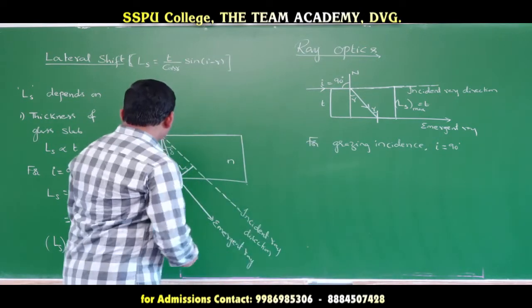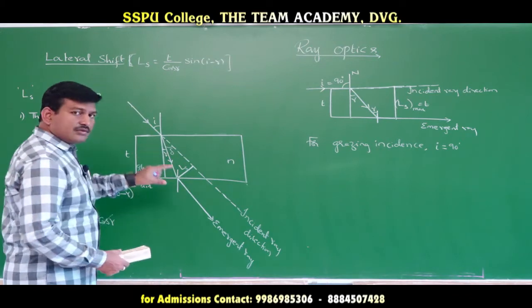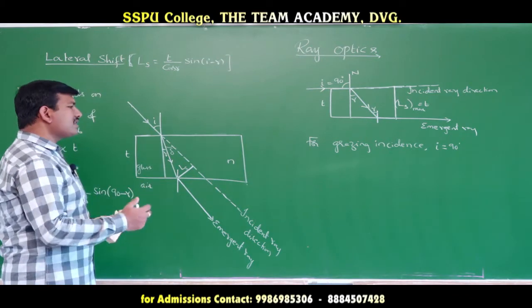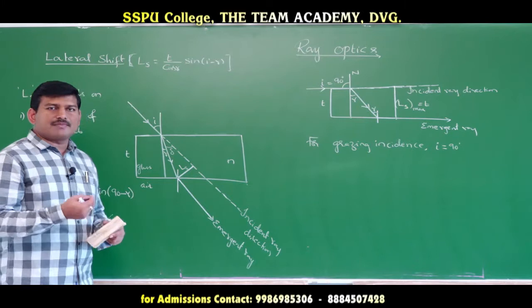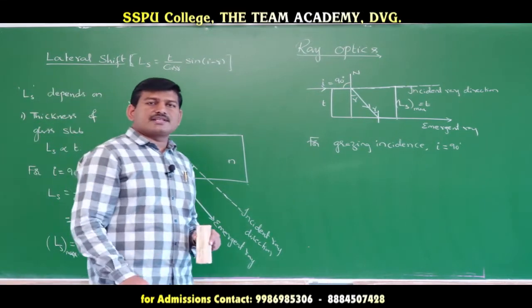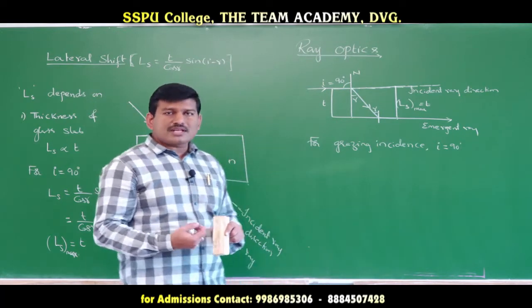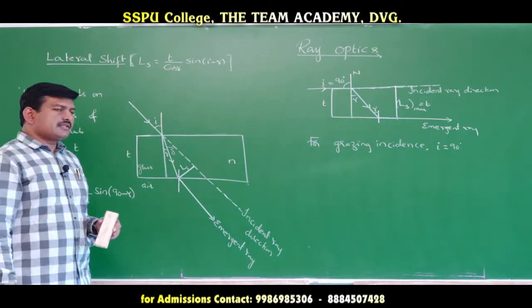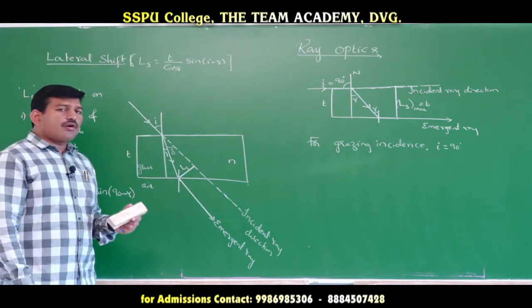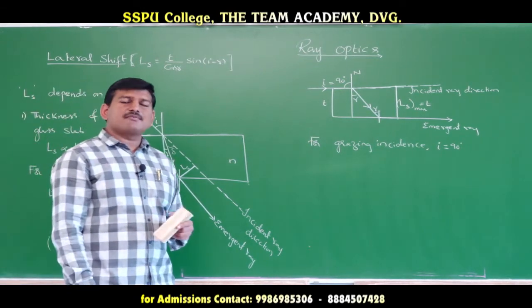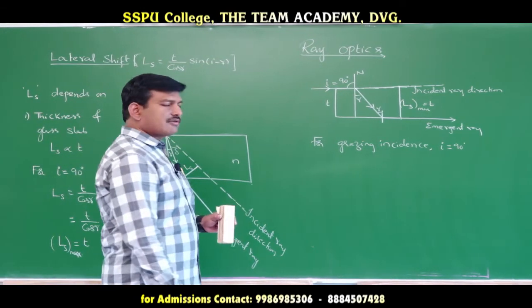So this is about the lateral shift dependence on the thickness of the glass slab. Suppose there is a glass slab of thickness 3 millimeter and refractive index 1.5. Is it possible to have a lateral shift more than 3 millimeter? No. It is always less than or equal to 3 millimeter. The maximum value is equal to the thickness, that is 3 millimeter.